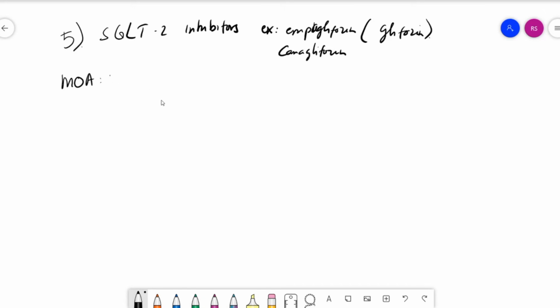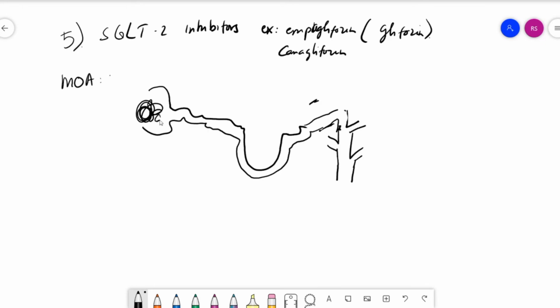So if I want to draw, for example, this is a nephron. As you guys know from your physiology and anatomy class, the blood goes through here. So in the nephron, this is the smallest functional unit of the kidney, which is a nephron.